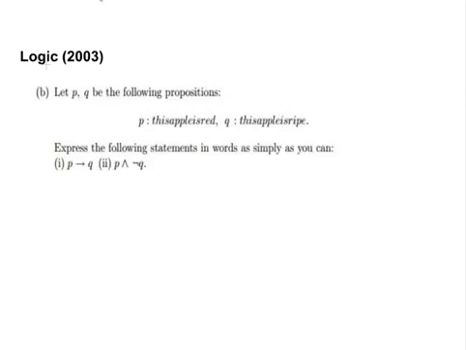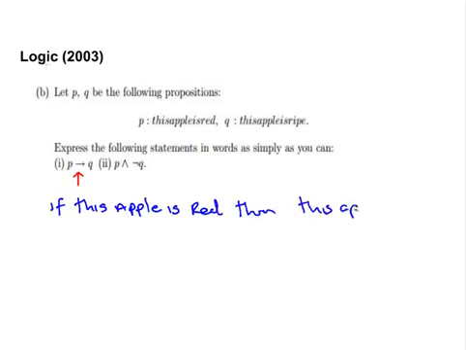Well, first off, what we've got here is the implication operator. Okay, that's "implies". So this is sort of saying: if this apple is red, then this apple is ripe.